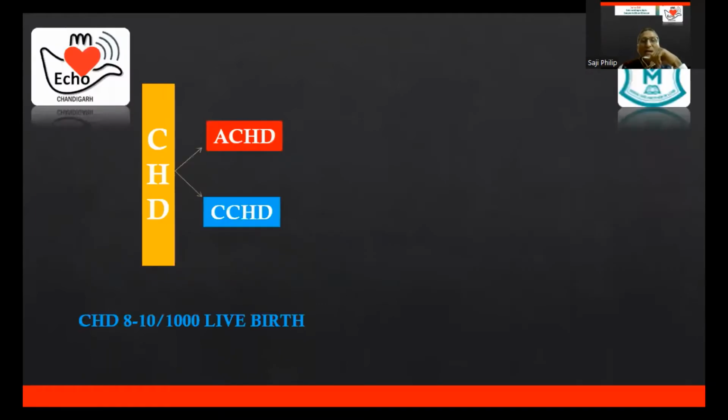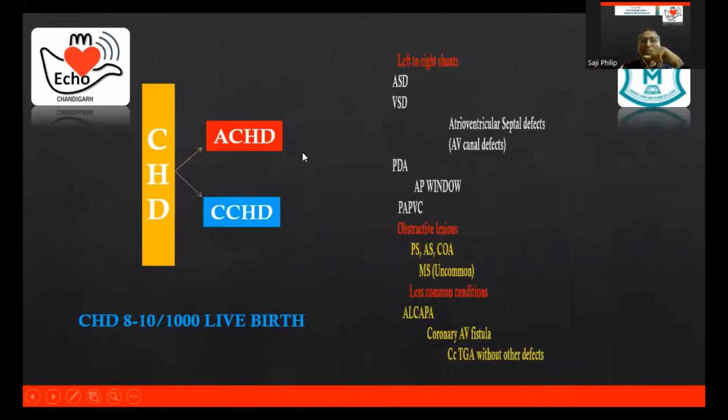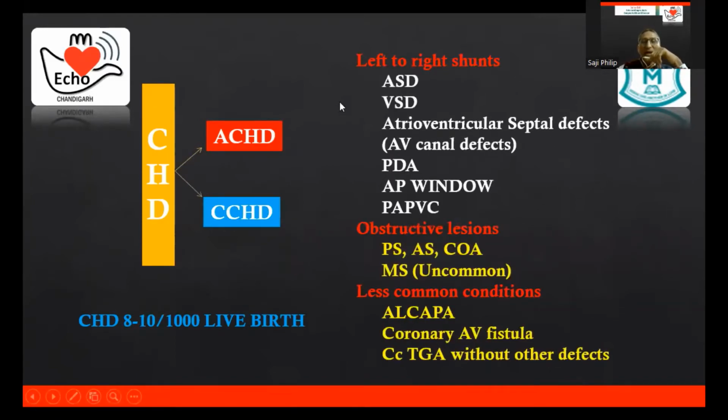patients. Congenital heart disease is divided into acyanotic heart disease and cyanotic heart disease. Remember, 8 to 10 structural heart diseases out of 1,000 live births are congenital heart disease. And of course, the left to right shunt is acyanotic, and right to left shunt is cyanotic heart disease. As a general rule, just remember that if you are observing oxygen saturation between 90 and 95 with a heart murmur, that is definitely a left right shunt.